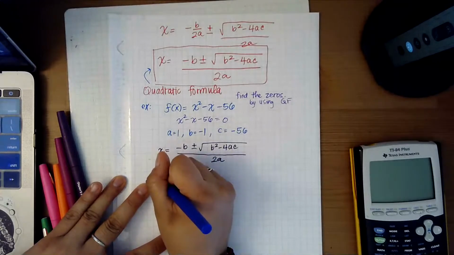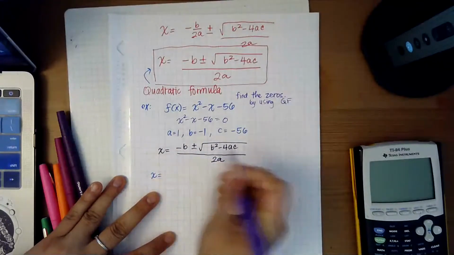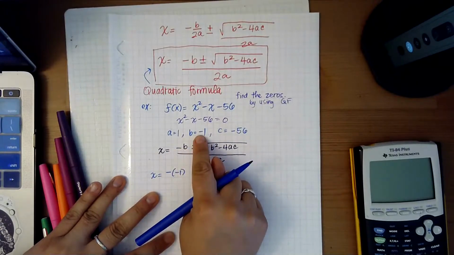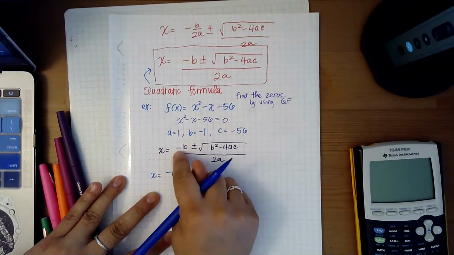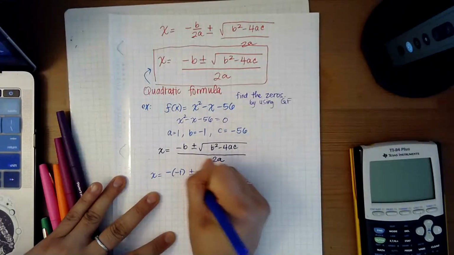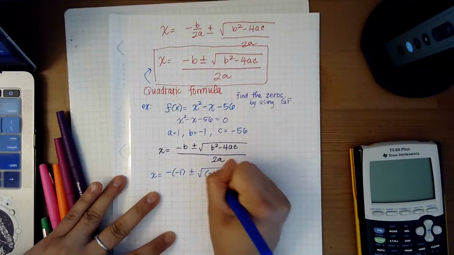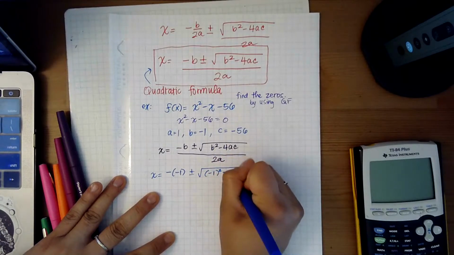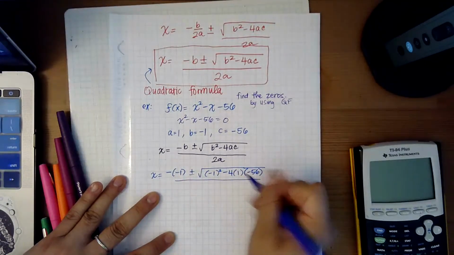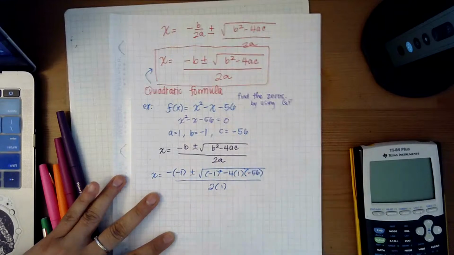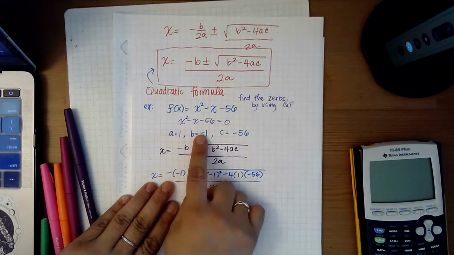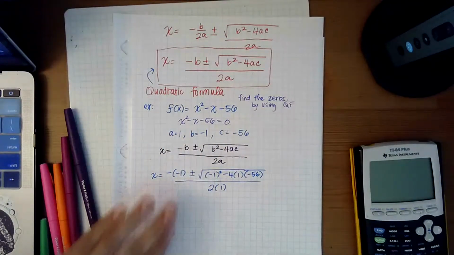So I have x equals negative, -1. That negative does not mean it's the same negative. There's two: one is part of my formula, and one is my value. So that's why I have negative, -1, plus or minus the square root of (-1) squared minus 4 times 1 times -56, all over 2 times 1. Again, all I did is take my formula and substitute the a, b, and c values that the formula asked me to use.